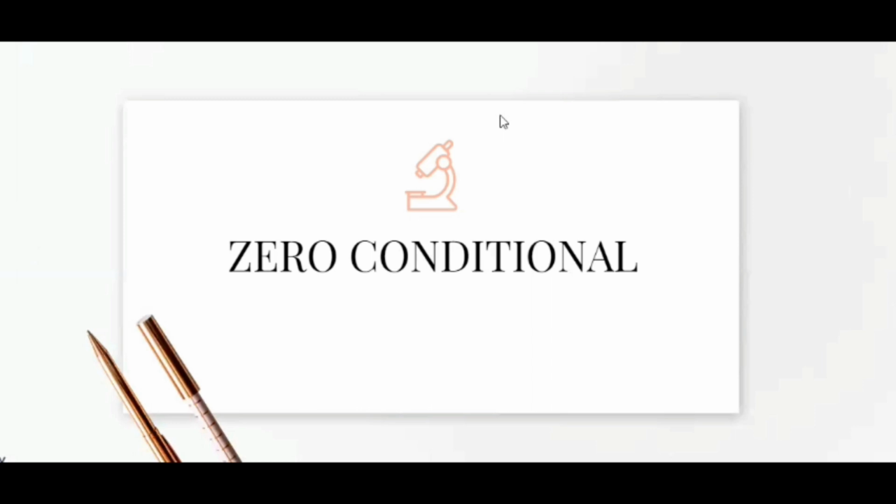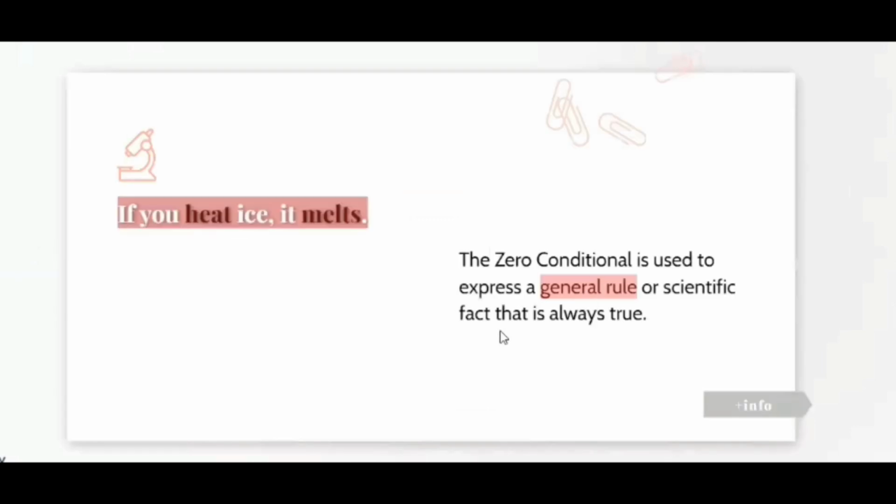Zero conditional is used to express a general rule or scientific fact that is always true. Note the key words here: general rule and scientific fact. It's always true. For example, if you heat ice, it melts. If you heat ice is the condition, and melts is the result of you heating the ice.